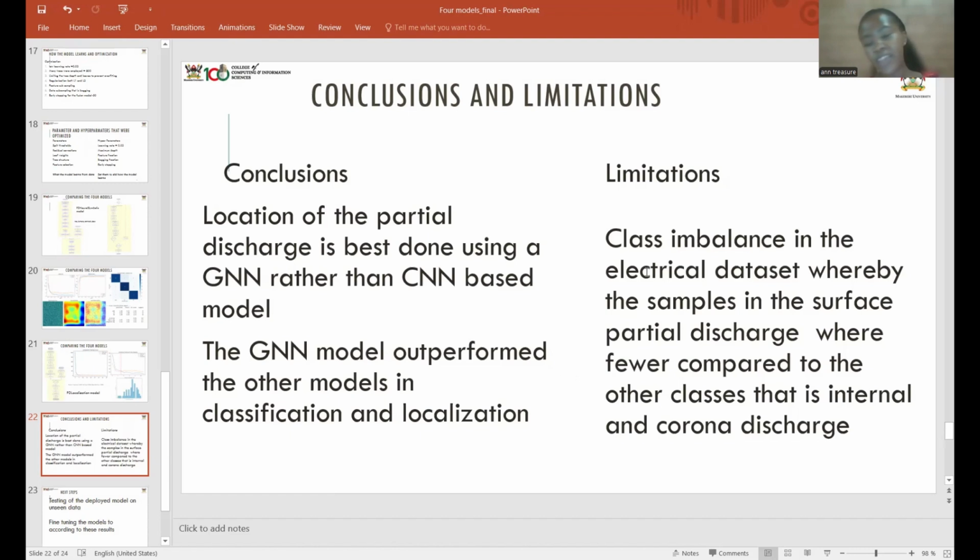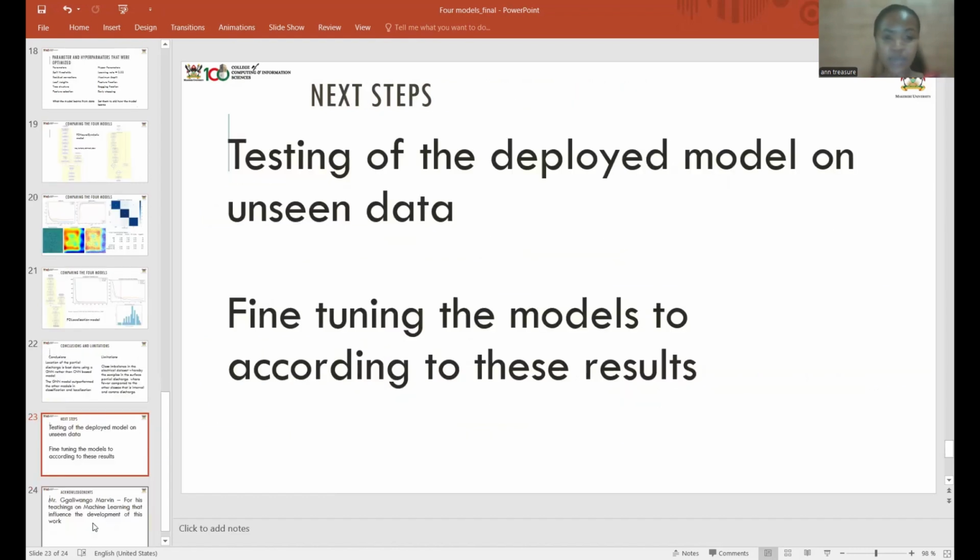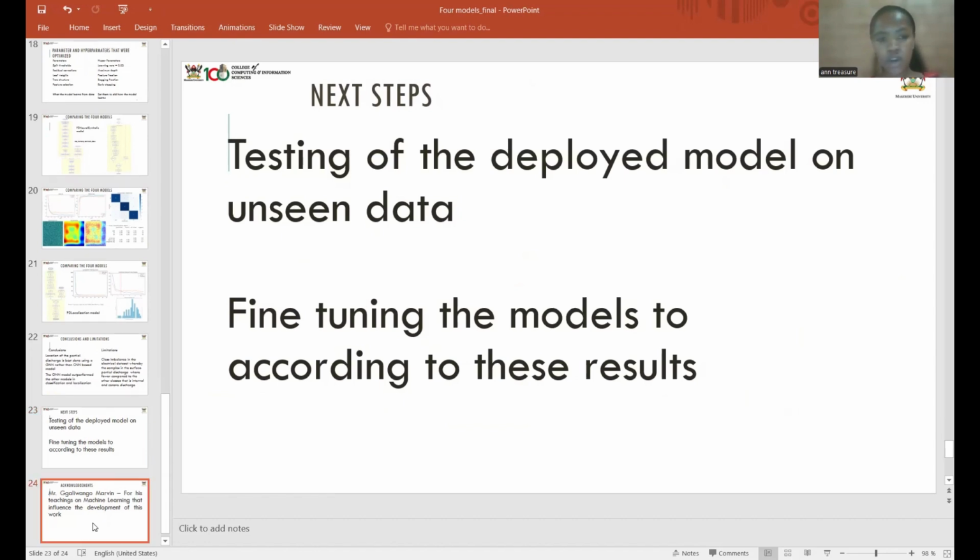The limitations that I faced was the class imbalance in the electrical data set, whereby we have the surface type having a lower number compared to the other types. So we had to carry out steps in order to fix this class imbalance. The next steps will be testing the deployed model on unseen data and fine-tuning the models according to these results.